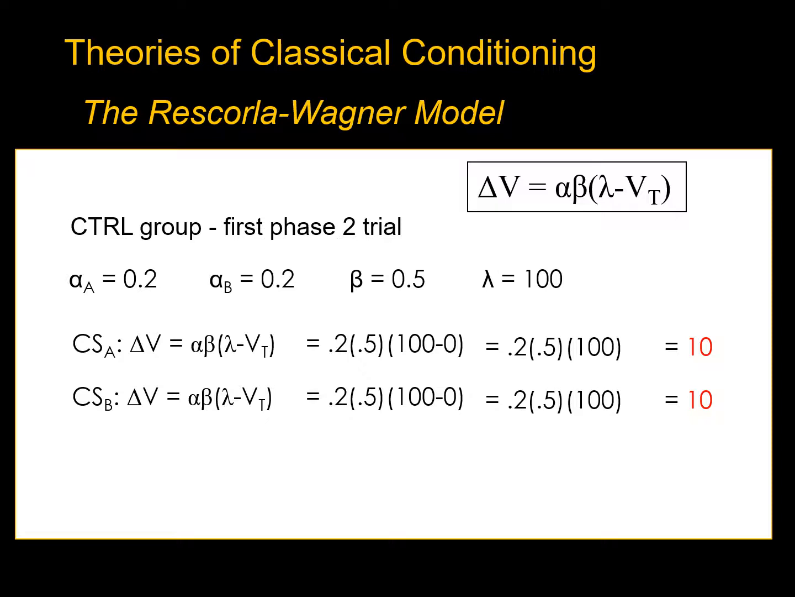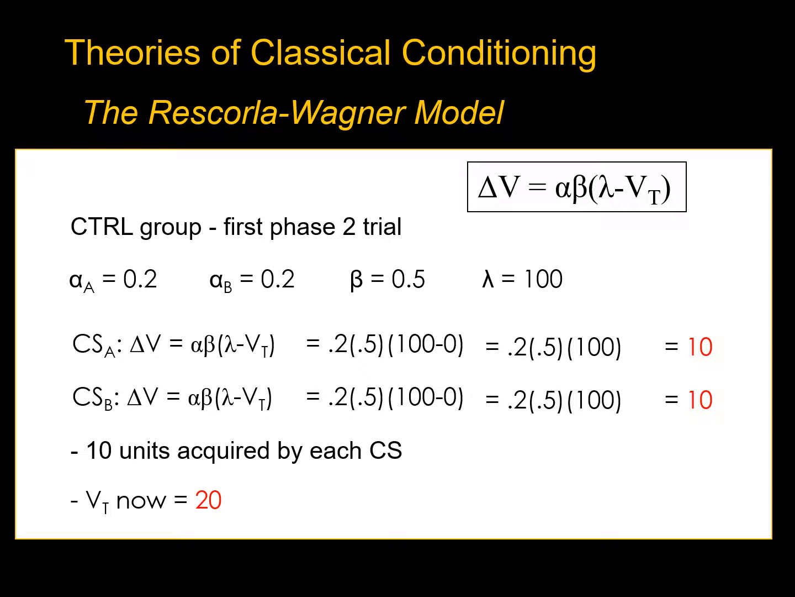Well, given that the values for the two CSs are the same, somewhat unsurprising. I hope you're not surprised by this. The math works out exactly the same. So two equally salient CSs are going to be learned about at an equal rate, and your math should reflect that. So both CSs acquire 10 units of associative strength on the first trial.